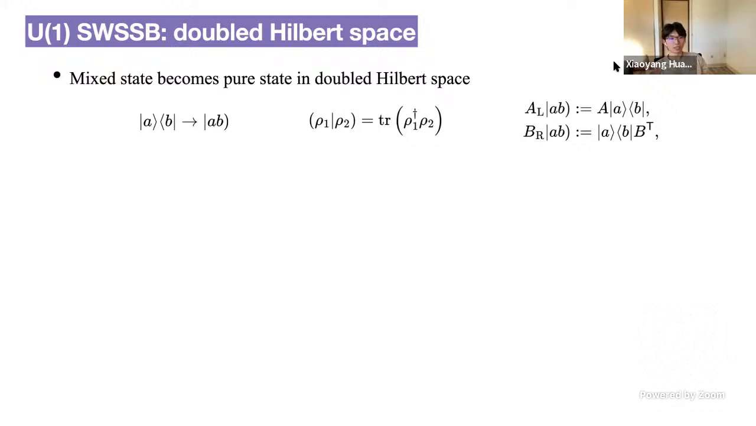So this is just making the bra-ket structure into a single ket structure, but in the sense of the double Hilbert space. And you can define the left and right operators, originally acting on the bra and the ket, to act on the double Hilbert space as well.